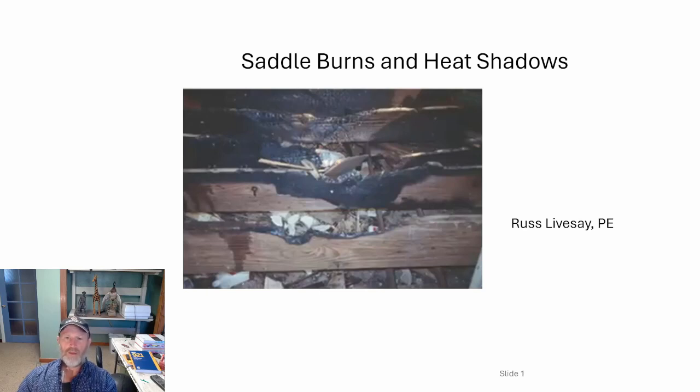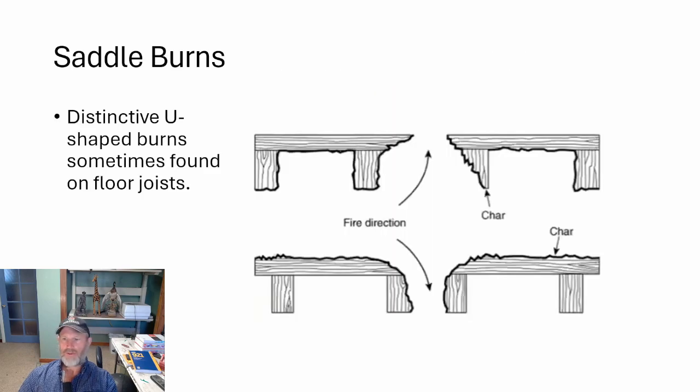Hi, I'm Russ. I want to talk about two items from NFPA 921 titled Settle Burns and Heat Shadows and how they can be used as forensic tools in fire investigation. So settle burns happen in a couple different ways.